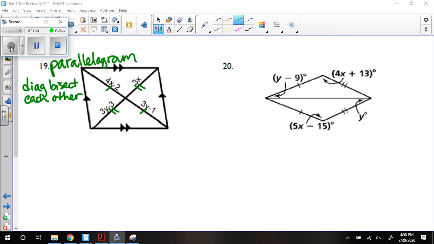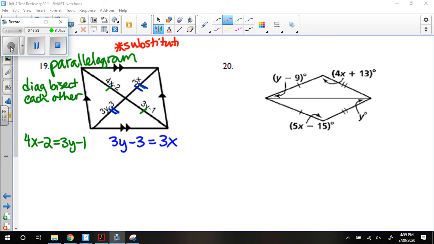That's why I put a single tick mark on two of them and a double tick mark on the other two. Okay, but I do know that 4x minus 2 will equal 3y minus 1. And here I'm actually going to change colors, that these two would be 3y minus 3 equals 3x. So what I'm going to have to do here is use substitution, because both of my equations have both variables in it.